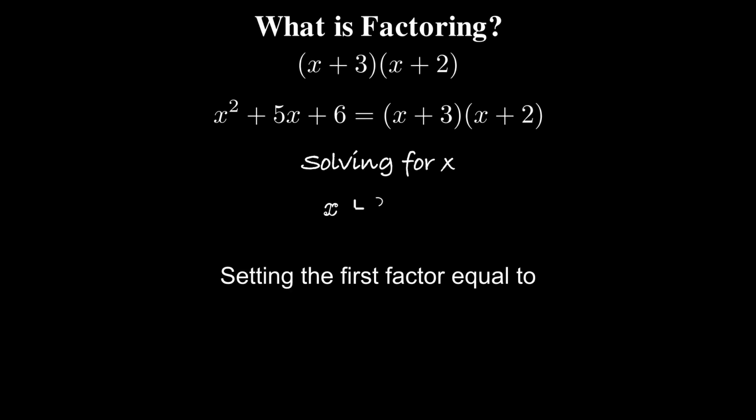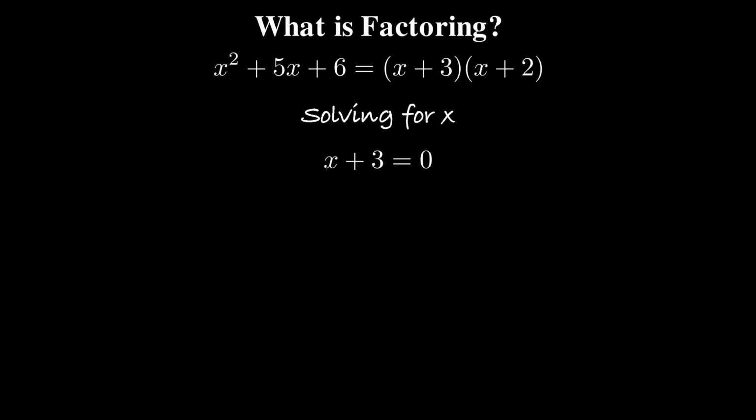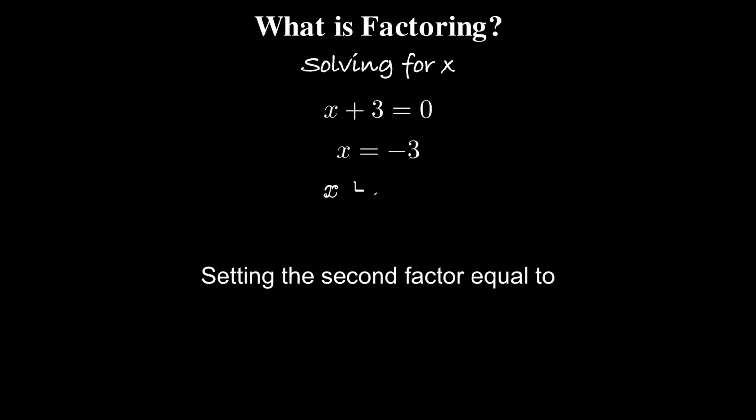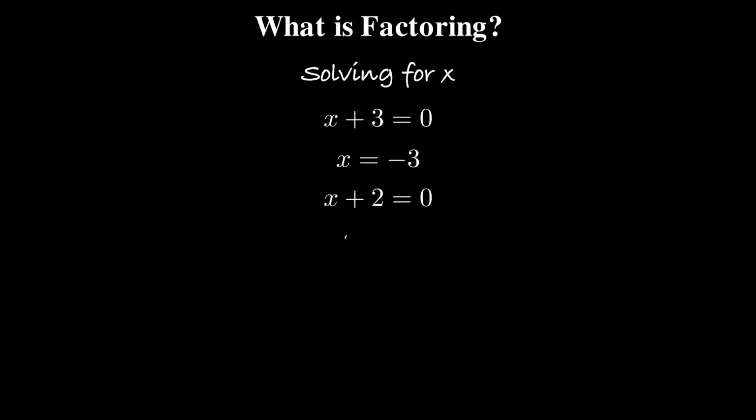Setting the first factor equal to 0, we get x plus 3 equals 0. Solving for x, we get x equals negative 3. Setting the second factor equal to 0, we get x plus 2 equals 0. Solving for x, we get x equals negative 2.